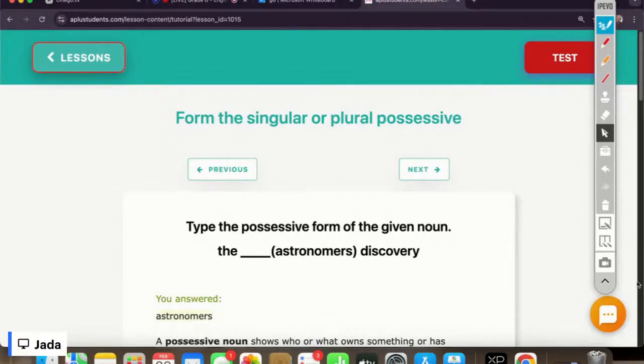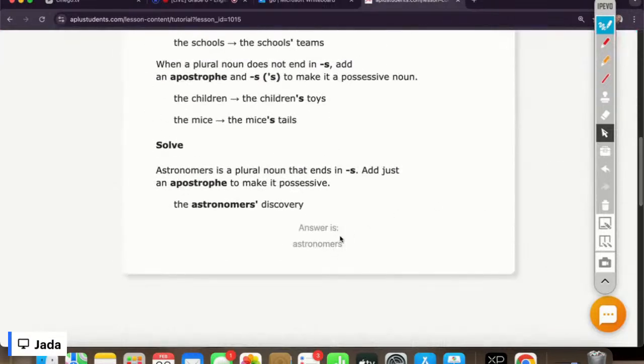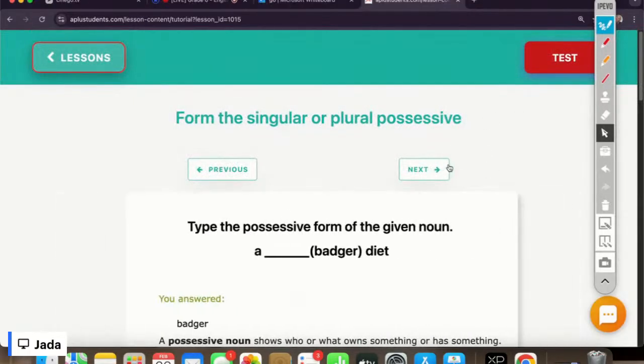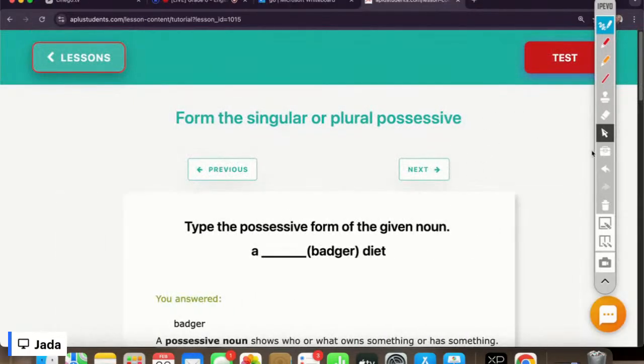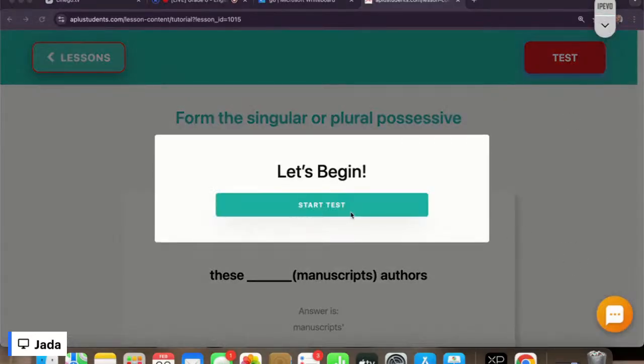All right, so for the possessive form, we have here astronomers' because it's already plural, so you put your apostrophe after. And then here, this manuscript authors, so you have to put the apostrophe after the authors, okay? So let's go to the test and share your answers. I want everyone to participate, okay? Let's continue.